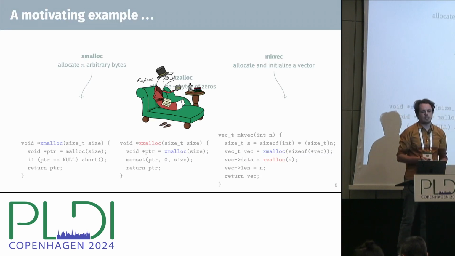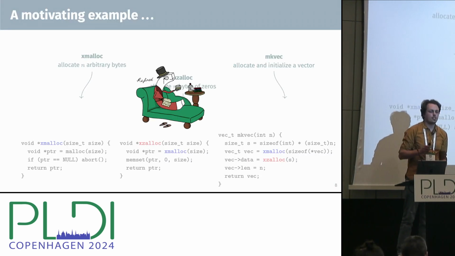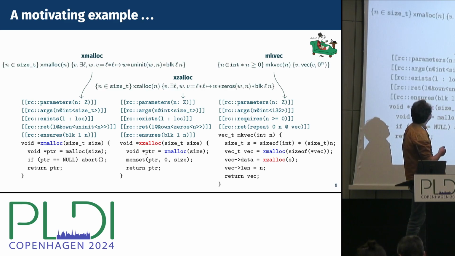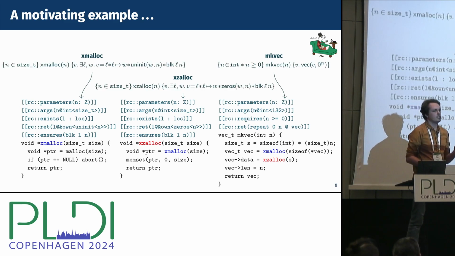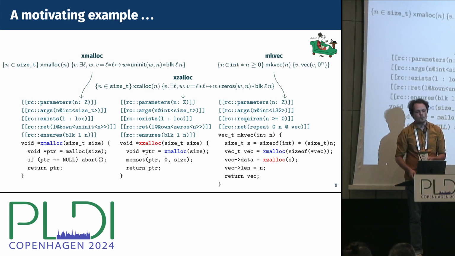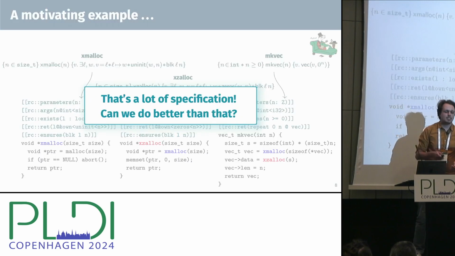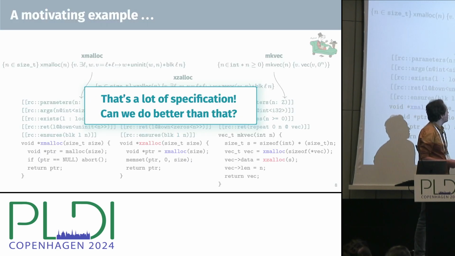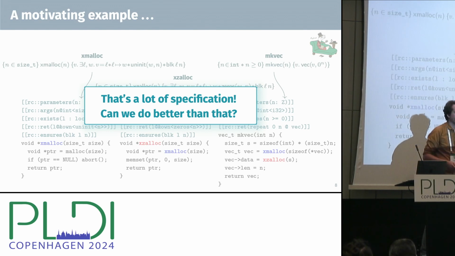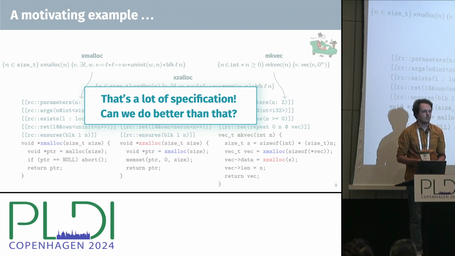If you want to verify this code in RefineC, then you need to provide the following specification. You don't need to read this in detail. It basically boils down to a separation logic specification for each of the functions. So xmalloc gives you back some uninitialized memory, xalloc gives you back some zeros, and makevec gives you back a vector initialized with n zeros. Now, that's a lot of specification for such a simple program. In fact, I think it's almost more than lines of code on the slide. So can we do any better than that?